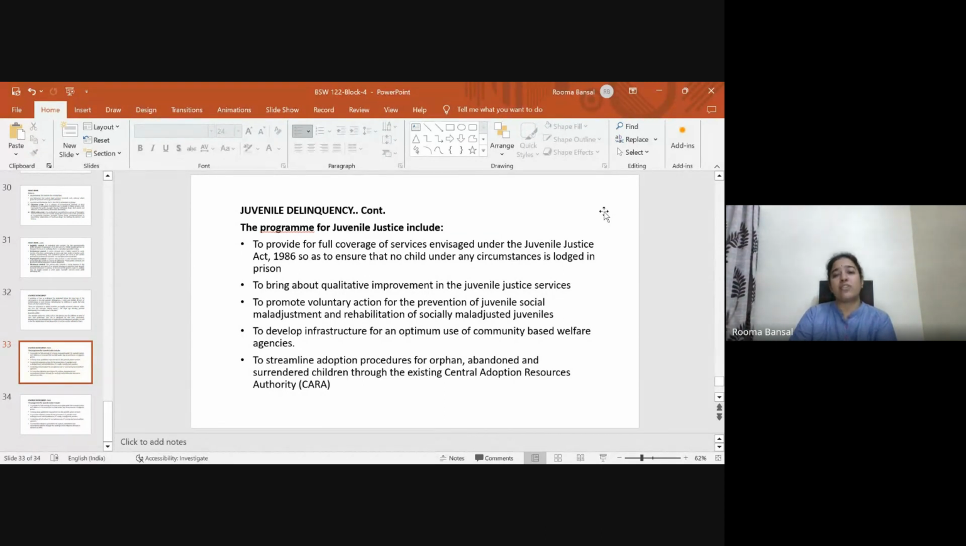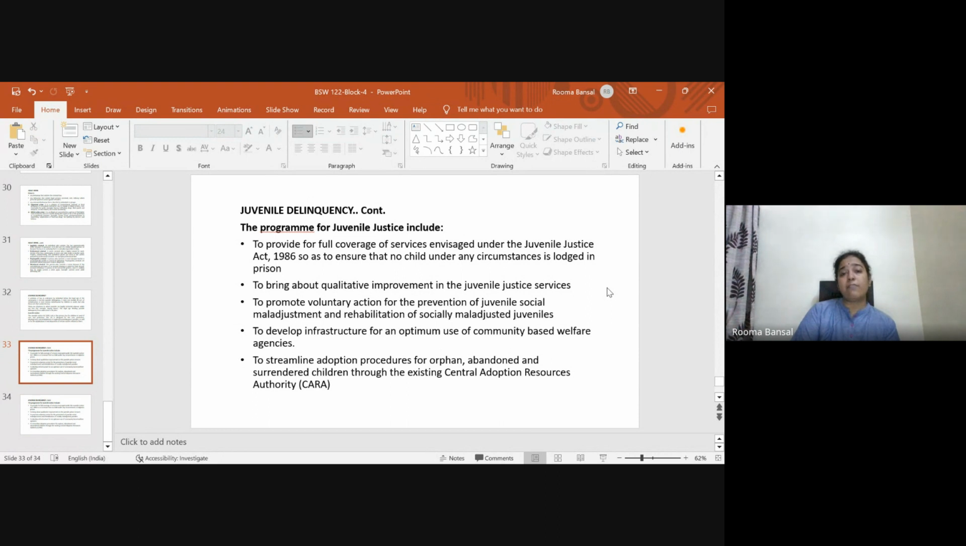Next, to promote voluntary action for prevention of juvenile social maladjustment and rehabilitation of socially maladjusted juveniles. Sometimes teenagers commit crimes due to their circumstances, due to their living condition. See, if a group of teenagers steal food, or start stealing goods, money, or anything else, then there must be a reason behind it. Maybe their economic condition is not that good. They are poor, from a very weak section of society. That's the reason they are doing these kinds of crimes.